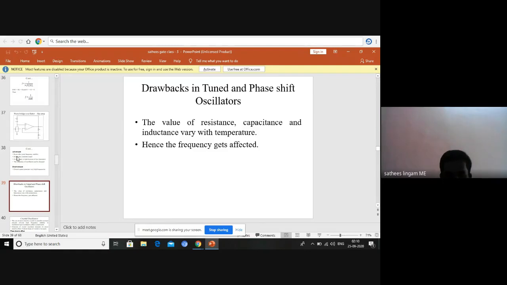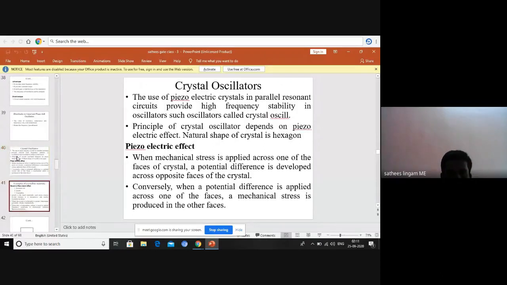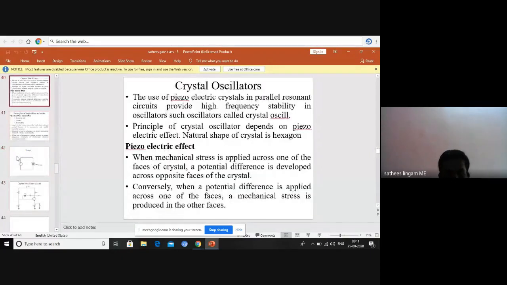Because of the temperature variations, we are not going to receive the exact oscillations which we require, so the frequency gets affected. Temperature plays a role here. To avoid that, instead of using so many electronic components, elements and devices for circuit operation and connections, we are supposed to use only one crystal, as you can see. Only one crystal.